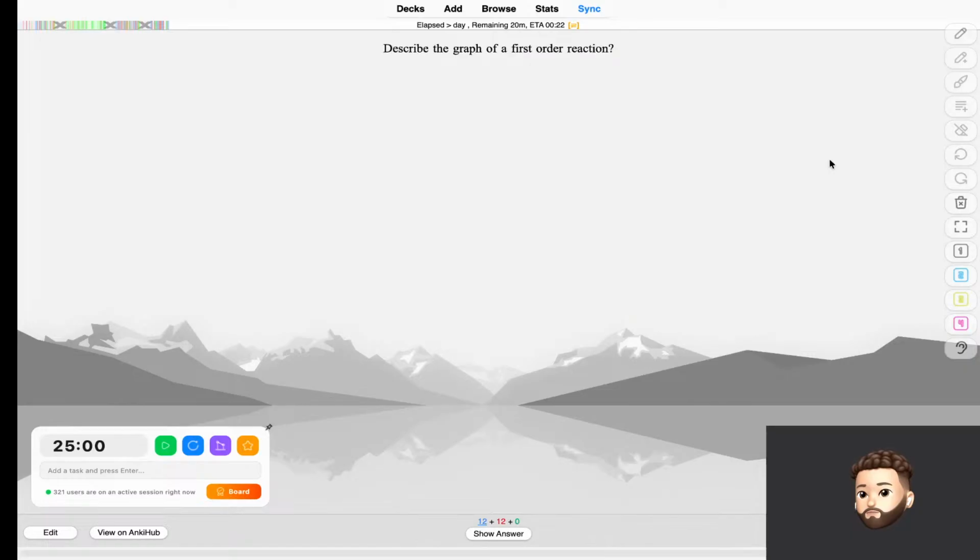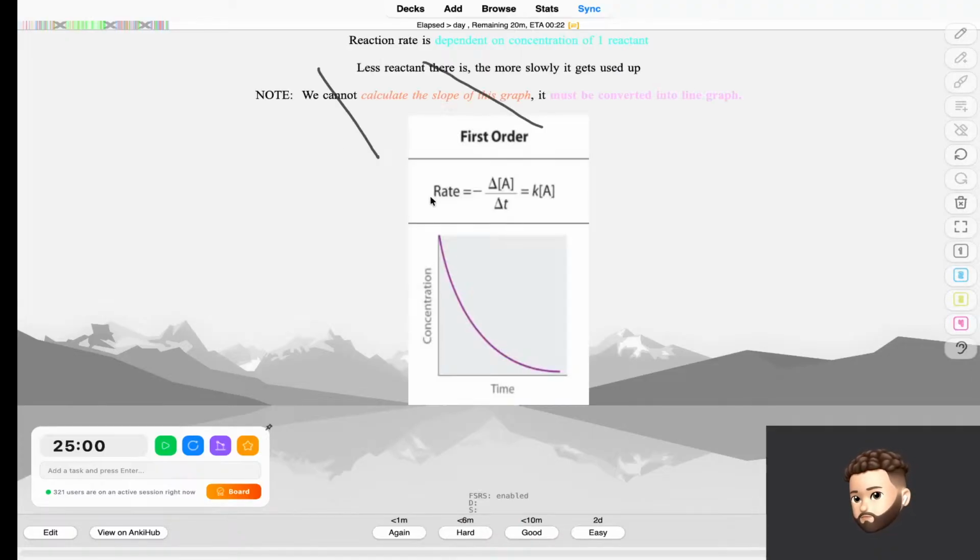Describe the graph of a first order reaction. It's decreasing, but a lot less steeply than the zeroth order one. Dependent on the concentration of one reactant. The less reactant there is, the more slowly it gets used up.